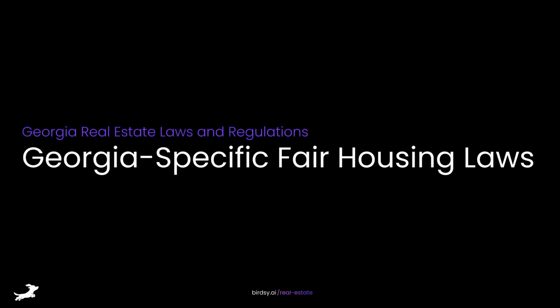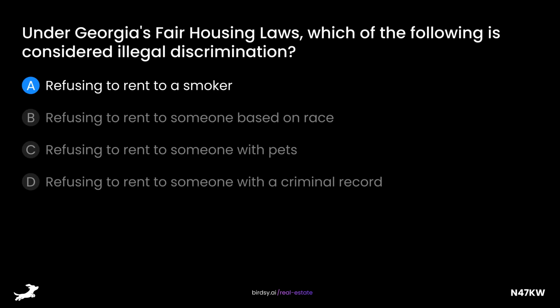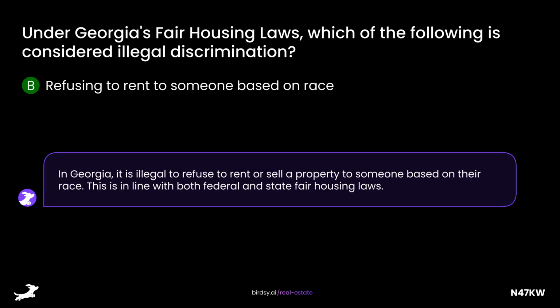Georgia-specific fair housing laws. Under Georgia's fair housing laws, which of the following is considered illegal discrimination? Is it A, refusing to rent to a smoker, B, refusing to rent to someone based on race, C, refusing to rent to someone with pets, or D, refusing to rent to someone with a criminal record? The answer is B, refusing to rent to someone based on race. In Georgia, it is illegal to refuse to rent or sell a property to someone based on their race. This is in line with both federal and state fair housing laws.